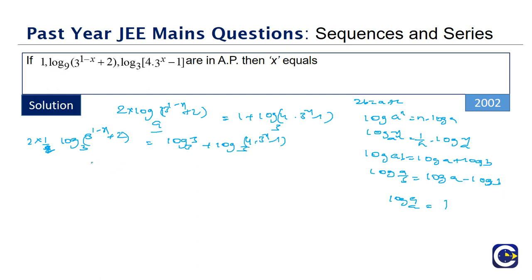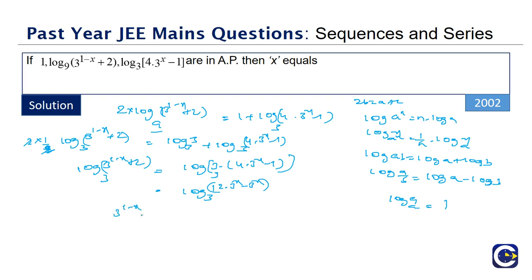So we can write this as, 2 gets cancelled. So log base 3 of (3^(1-x) + 2) is equal to, log a plus log b formula is log a into b, so log base 3 of 3(4·3^x - 1), which is log of 12 into 3 power x minus 3 power x. So as bases are equal, we can equate the arguments. 3 power 1 minus x plus 2 is equal to 12 into 3 power x minus 3 power x.